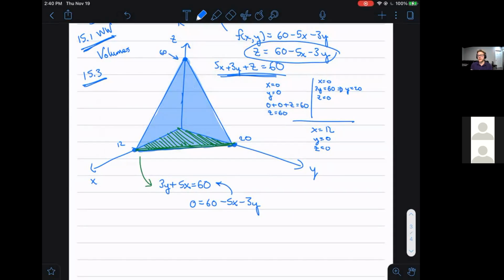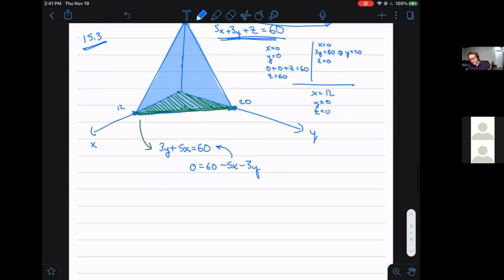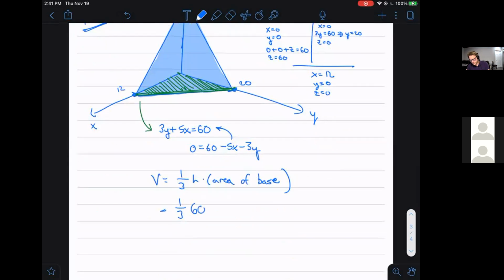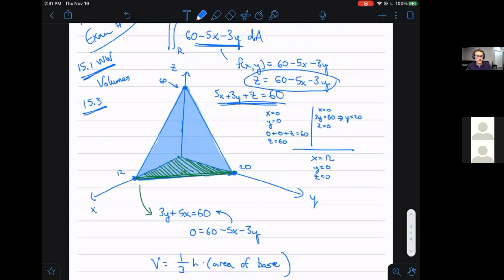But because this is such a geometric structure, you could use the formula on the formula sheet. We know that the volume of a pyramid is given by 1/3 times the height times the area of the base. And so the height in this case, well, we see that the pyramid goes up to a height of 60. And the area of the base, well, we need to examine the base here. The base is this triangle.